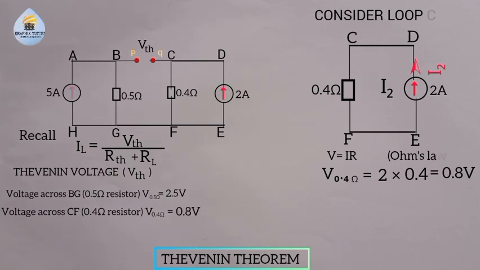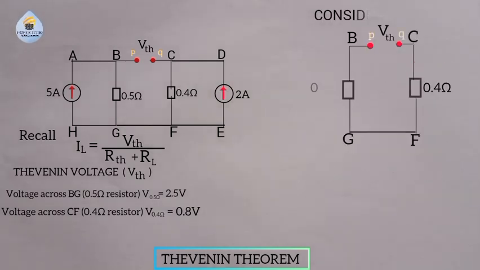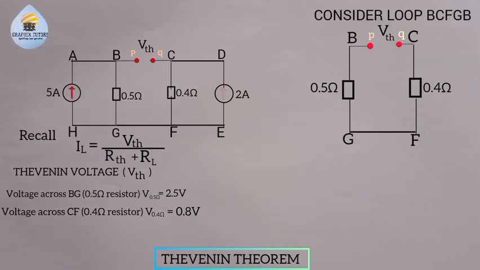Now we'll consider the loop BCFGB, which is this. And you realize this is our VTH. Now we know very well that this is 0.5, 0.4. Now we are going to be applying the KVL, Kirchhoff voltage law here. Why are we calculating it? Because we already know the voltage that is flowing in this line, in this part, BG.